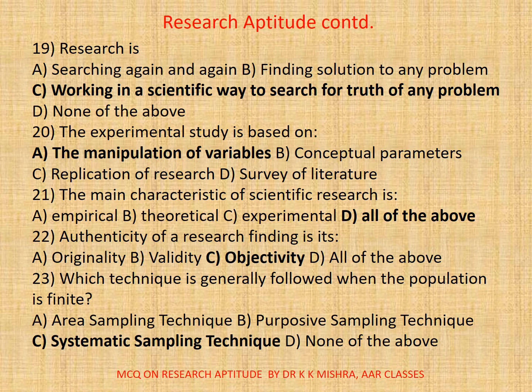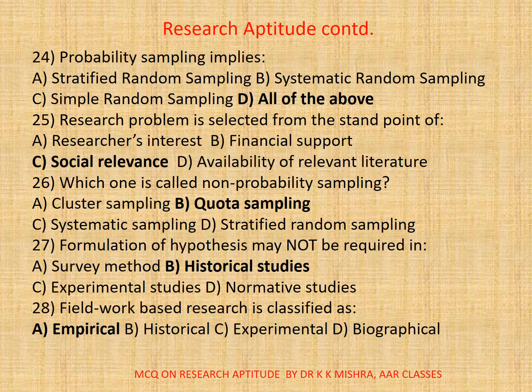23. Which technique is generally followed when the population is finite? Systematic sampling technique. Correct option is C. 24. Probability sampling implies A. Stratified random sampling, B. Systematic random sampling, C. Simple random sampling, or D. All. The correct option is D.